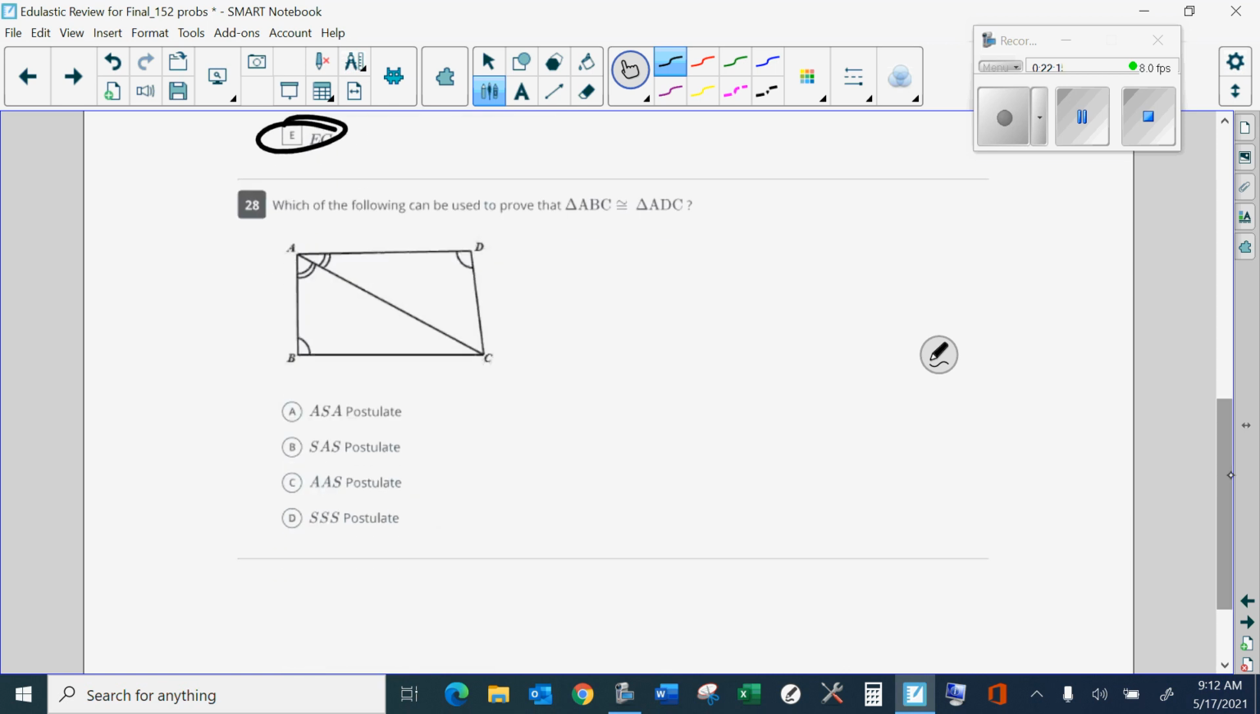Which of the following can be used to prove triangle ABC is congruent? Okay, we have our free point right there, reflexive property. So we have AAS, AAS.